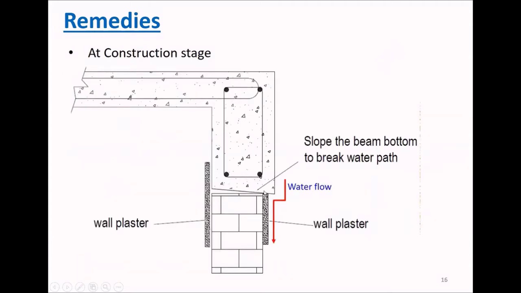Another option is that we can make a small slope underneath the beam, also possible. Some people we advise to do that. Some contractors were able to do this kind of slope. Then there is no water flow upward, so this wall is not getting wet, right? This is another solution if we can do it.